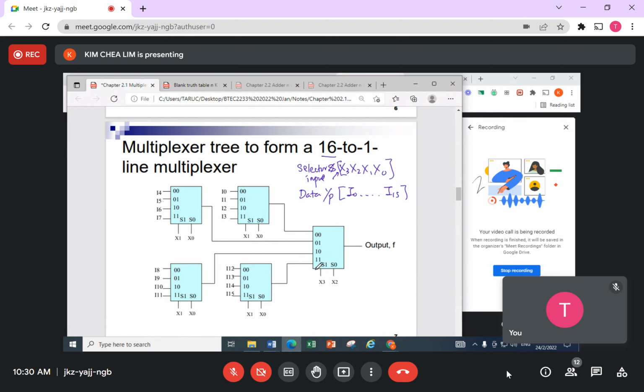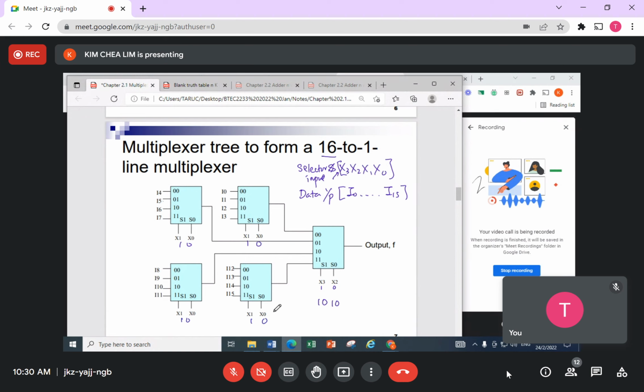Let's say now we test out whether we are doing the right thing. So let's say I give you a combination, I simply choose 1 0 1 0. My selector input for these 4, I put in as 1 0 1 0. That means that here is 1 0, right? All these also 1 0.